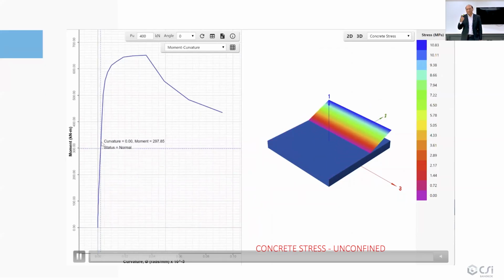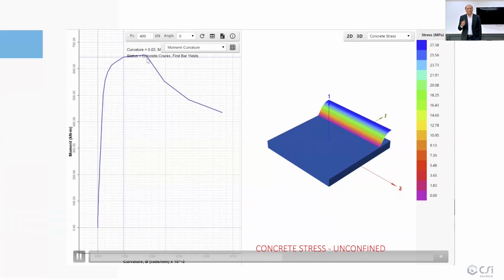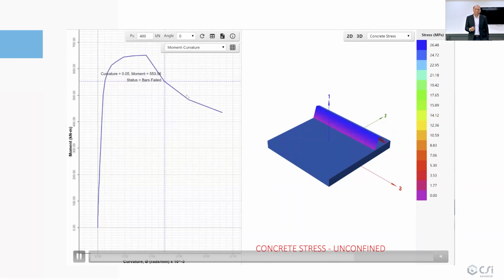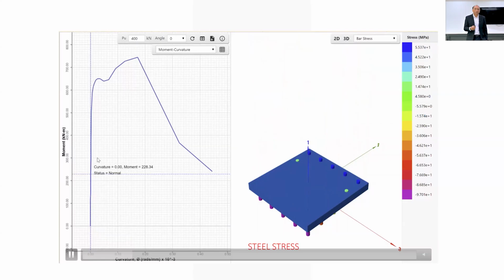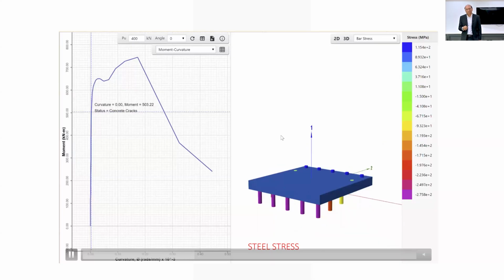So using CSI Col or programs like that, you can actually determine the stress and strain of the cross section at any moment and any axial load in any direction. Same is the case with steel reinforcement. You can find the stress and strain in steel the same way as in concrete. It's just a matter of plotting these values for a given moment or given curvature.